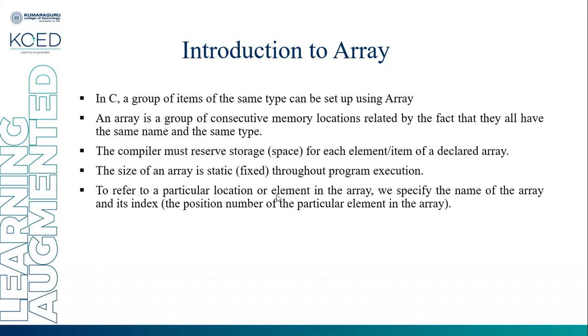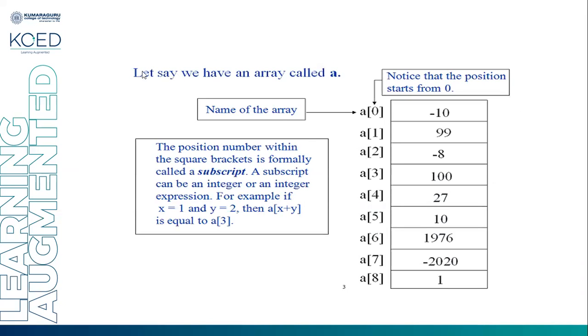To refer to a particular location or element in the array, we specify the name of the array and its index. The position number of the particular element in the array should be given. Notice that we have an array named A. We open a square bracket, with numbers 0 to 8. Some values are stored in these locations, as shown in the diagram.